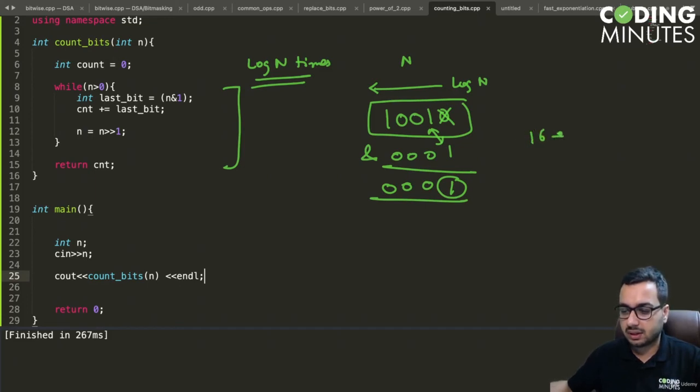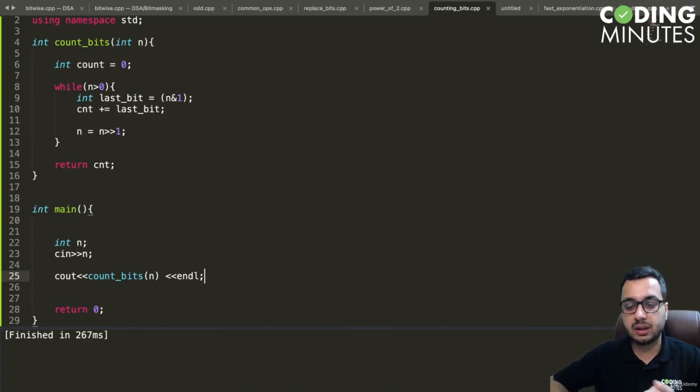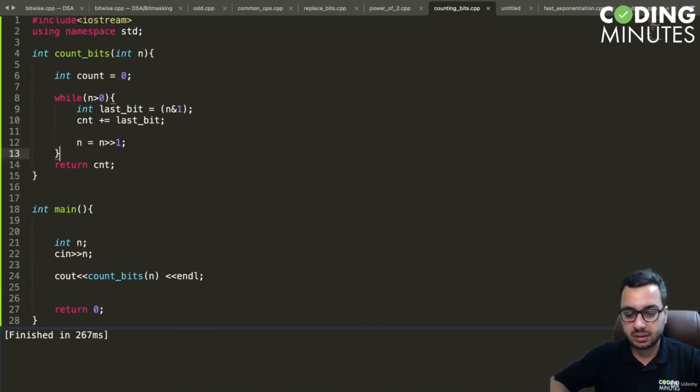Let's say 16 is like this. 16 is 2 raised to the power 4. It would have at most 4 plus 1, that is 5 bits. Talk about 7. It's going to be around 2 raised to the power 3. So 7 is going to have at most 3 bits. So log of 7 is close to 3. Log of 16 is close to 4. So that's what I'm trying to say. For any number n, you have at most log n bits.